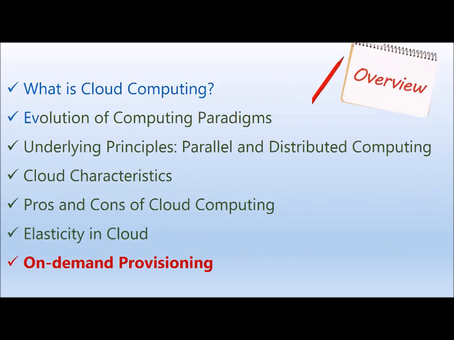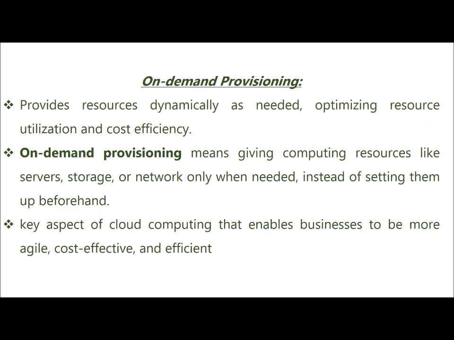And the last one is on-demand provisioning. So on-demand provisioning provides resources dynamically as needed, optimizing resource utilization and cost efficiency. Because on-demand means whenever the demand is there, then we can provide the resources. So on-demand provisioning means giving computing resources like server, storage and network when it is needed, instead of setting them up before it. Instead of fixing resources to the process, we provide them as per the requirement. It is a key aspect of cloud computing that enables businesses to be more agile, cost effective and efficient.